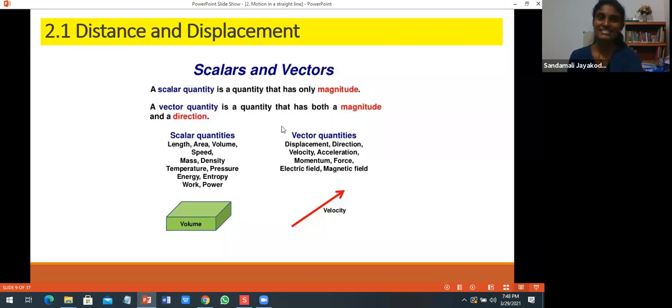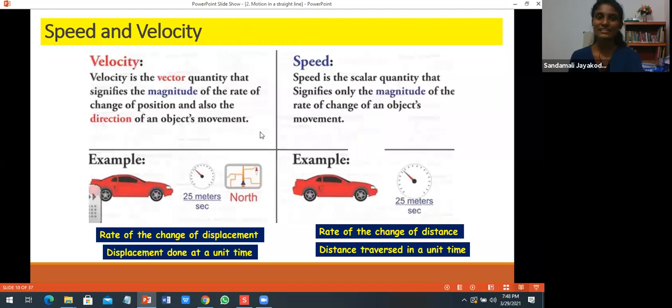Here it is the same as distance and displacement. Scalar quantity is a quantity that has only magnitude, as you told for distance. Vector quantity has a magnitude and a direction. Good. Then we were discussing speed and velocity. What is the vector quantity here? What is the scalar quantity here? Velocity is the vector quantity and speed is the scalar quantity. Yeah, good.